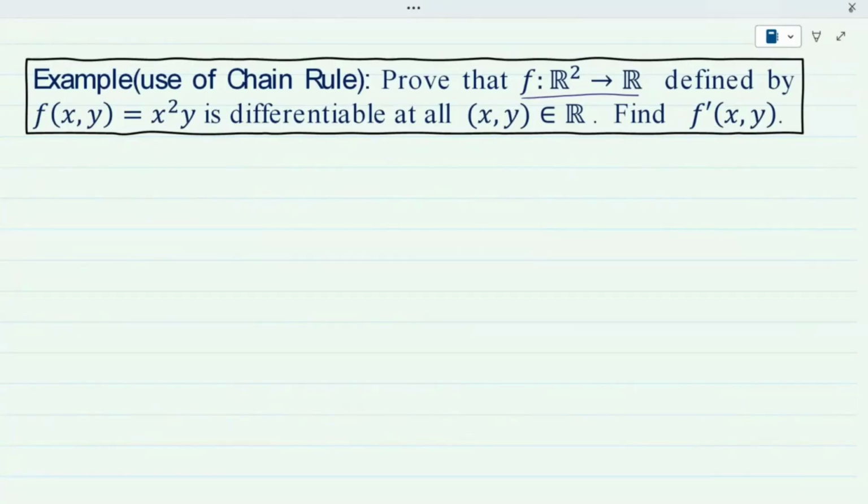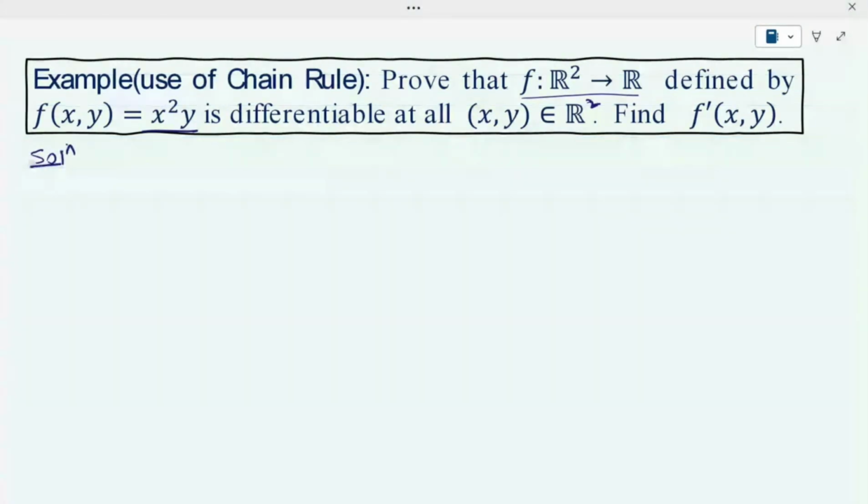The function f is defined as f(x,y) = x squared y, which is differentiable at (x,y) belonging to R2, and we will find the derivative f'(x,y). To do this, we will divide this function into three parts, as a combination of three linear functions, and then solve it. So let's define three operators.